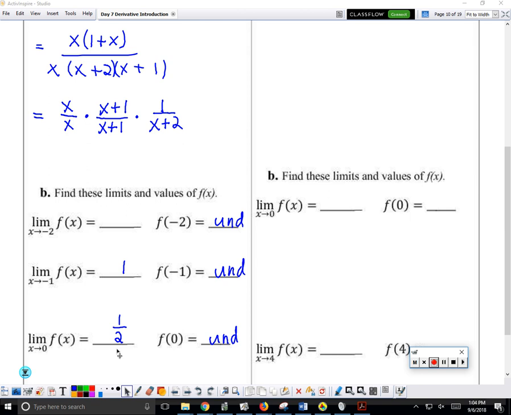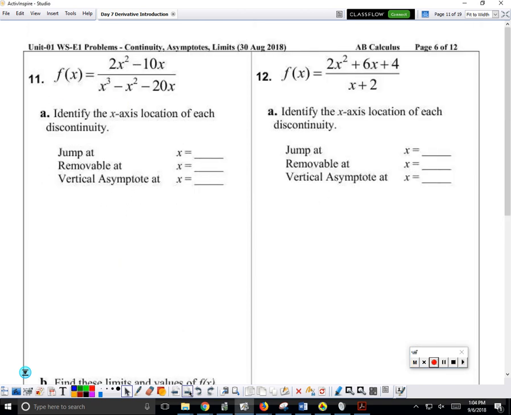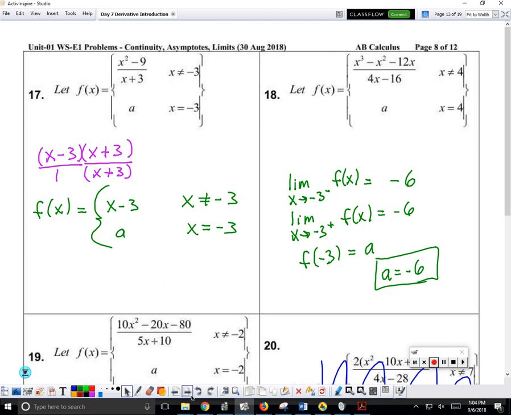I don't think so. I have to probe my memory a little bit. 17. Other questions here? 17 says, the goal of 17 is to figure out what the value of A should be so that this is a continuous function.